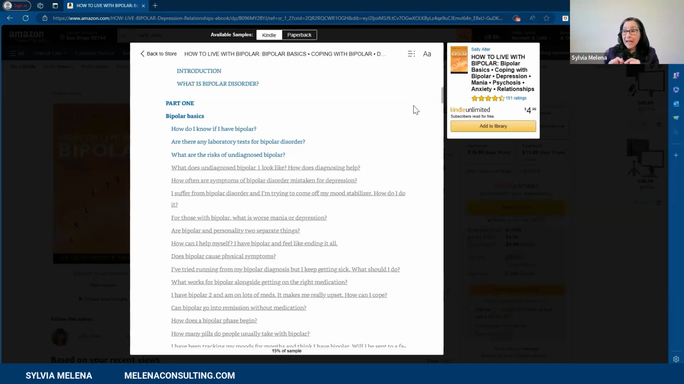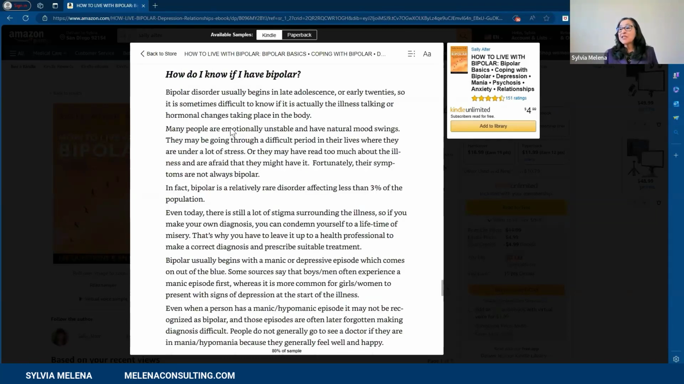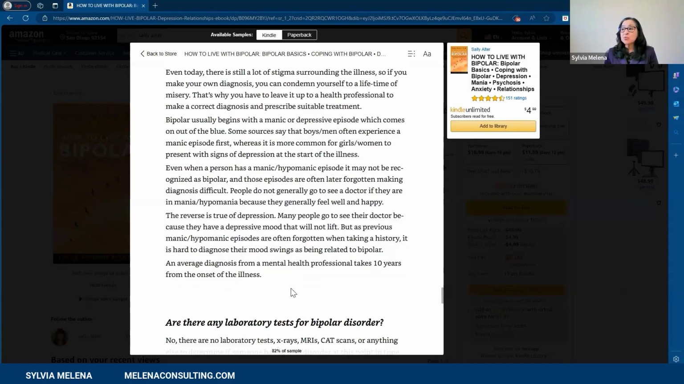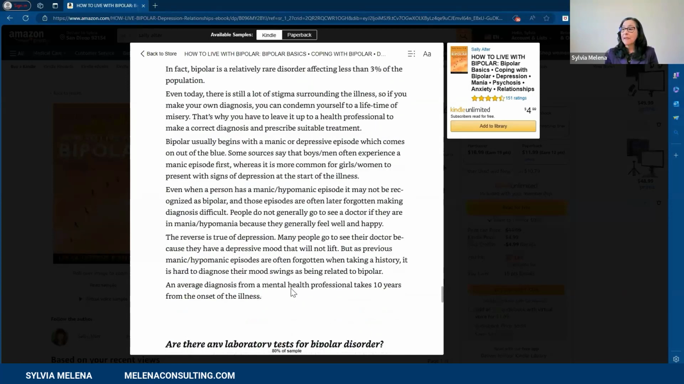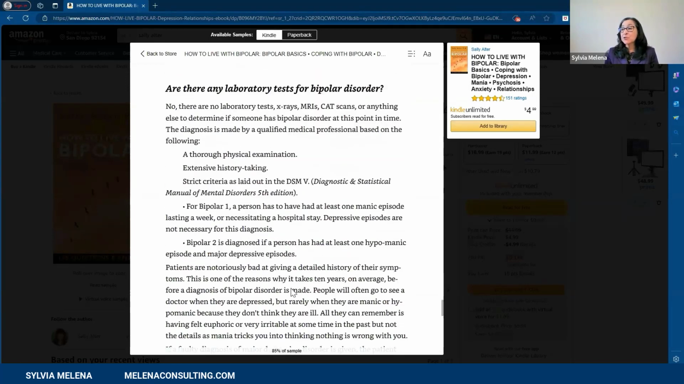Now let's take a look at her chapter structure to show you how easy it is. Here's chapter 1. The title is simply the question, and the content is simply the answer. And look how short the answer is. That's the chapter, just 1 page. And so chapter 2 is question number 2. Are there any laboratory tests for bipolar disorder? And all she does is she answers the question.